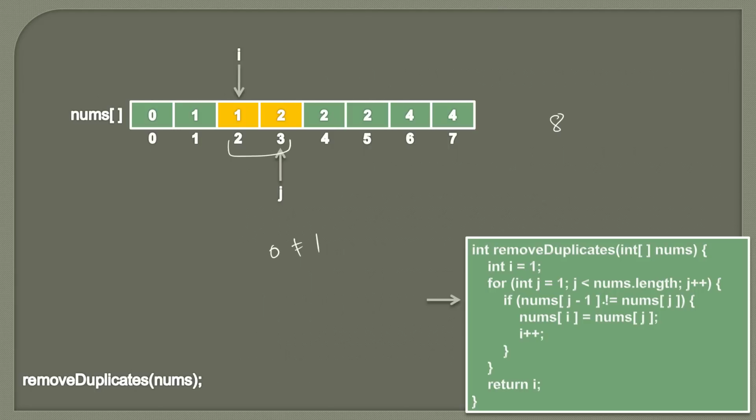So the condition in if block comes out to be true and we assign this value to nums of i because i is actually holding that place where we can only insert a unique element. So via this assignment 2 comes here, and next unique element should come here. So we simply increment i, becomes 3.